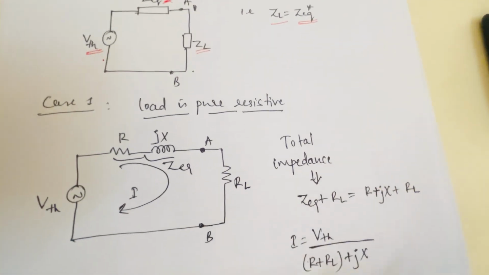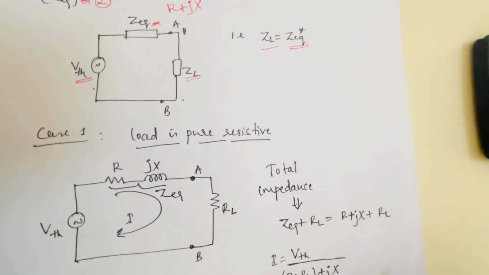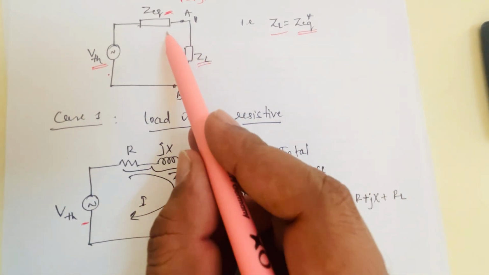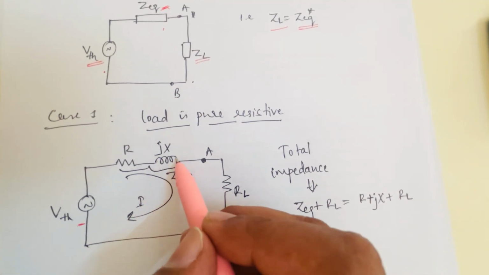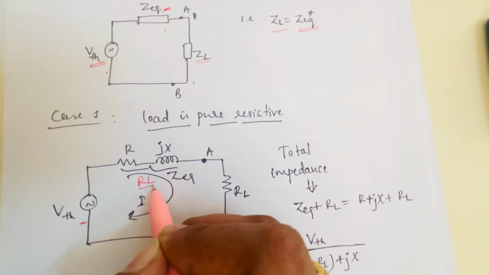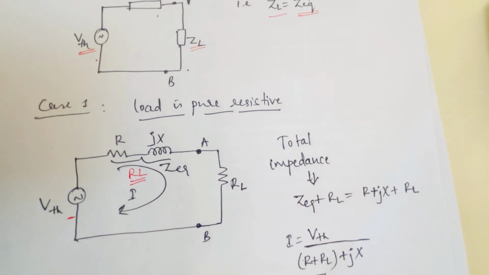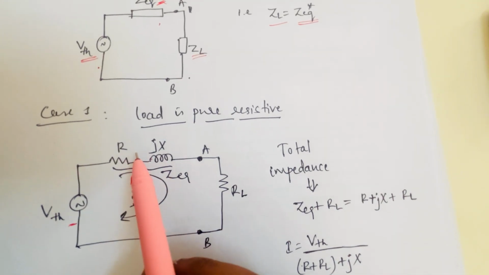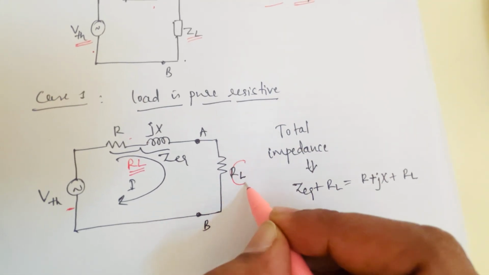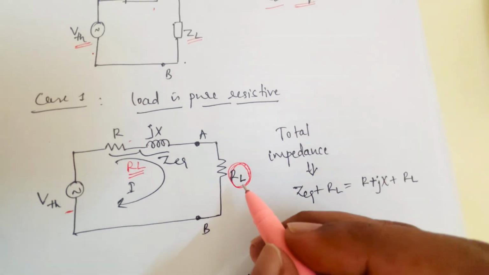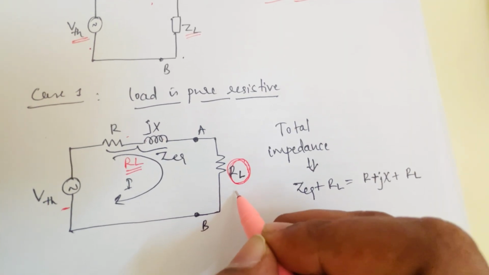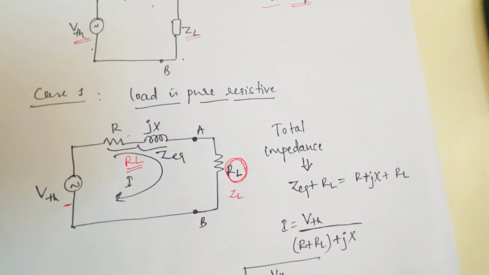In case 1, when the load is purely resistive, rewriting the circuit diagram, Z equivalent I can rewrite as R and JX. I'm considering this as an RL series load, or RL series circuit, which consists of R and JX. This is connected across the terminals A and B with respect to the load RL. It is a pure resistive load, that's why it is RL. If it were an AC circuit, it would be ZL.